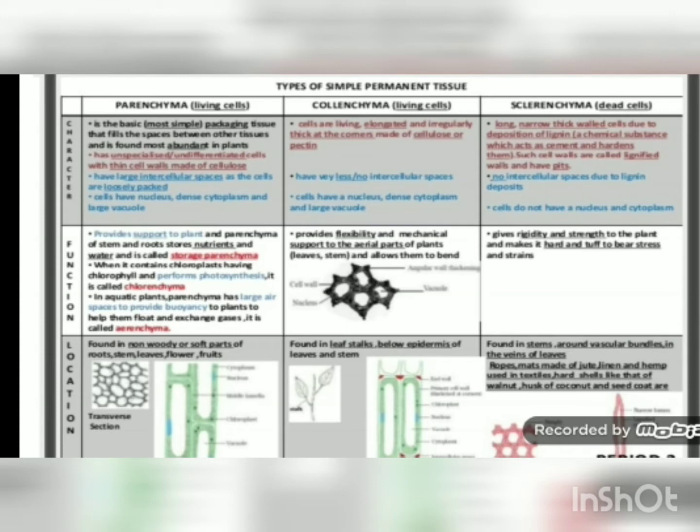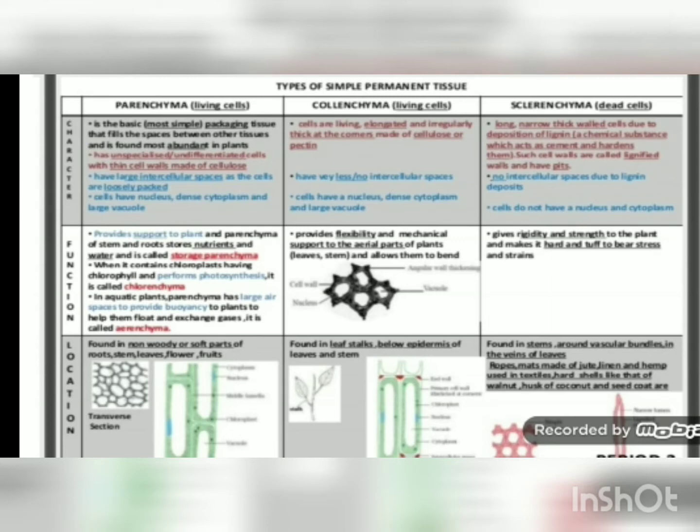Now what about the functions of parenchyma? Parenchyma provides support to the plant, and parenchyma of stem and roots stores nutrients and water and is called storage parenchyma. When it contains chloroplast having chlorophyll and performs photosynthesis, it is called chlorenchyma. And in aquatic plants, they have air spaces to provide buoyancy, that is the ability of the plant to float on water, and this type of parenchyma is known as aerenchyma.